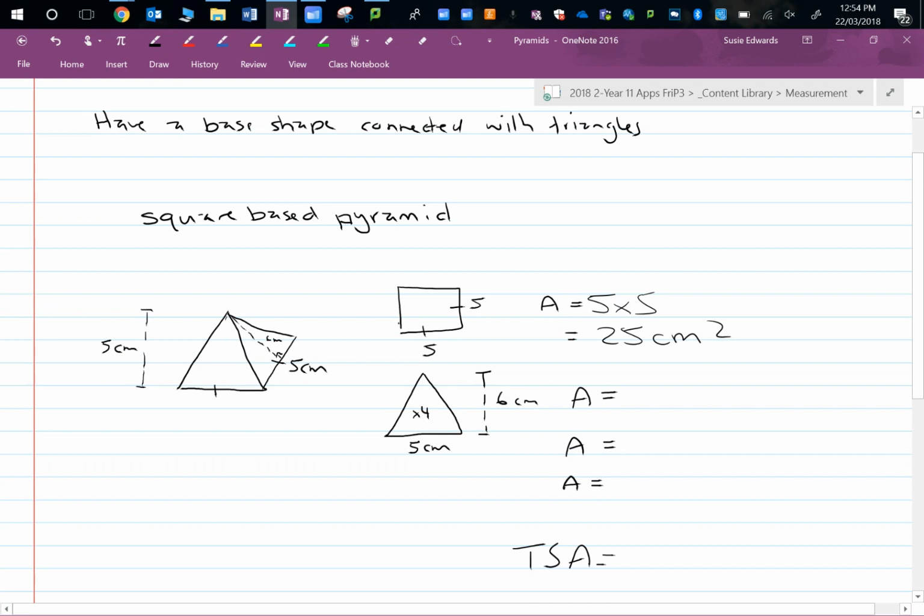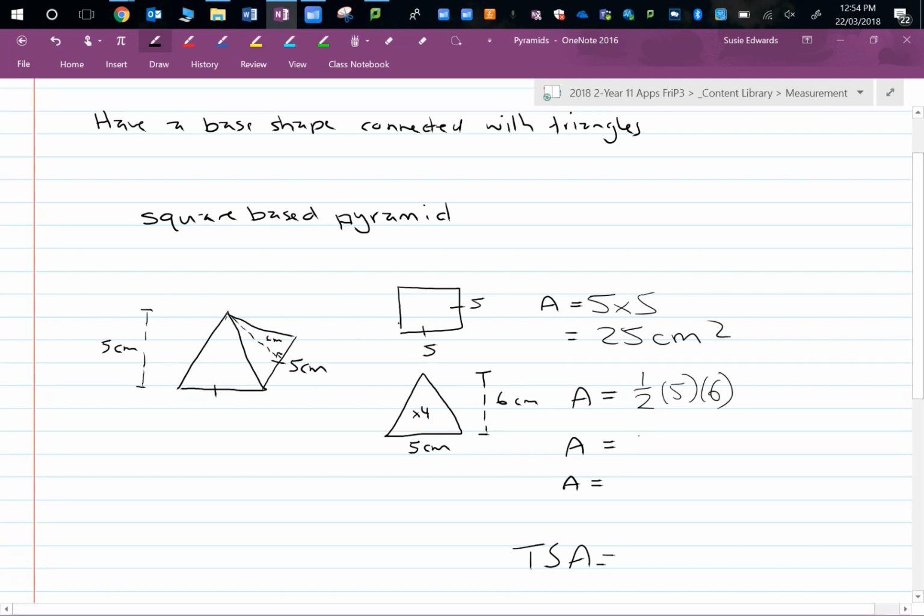Be aware that the height is 6 centimeters. It tells you along the edge there. The base is 5 centimeters. So how do we find the area of a triangle? Half the base times the height. So half of 5 times 6. Now, half of 5 is 2.5. 2.5 times 6 I find harder than going half of 6 is 3. 3 times 5 is 15.